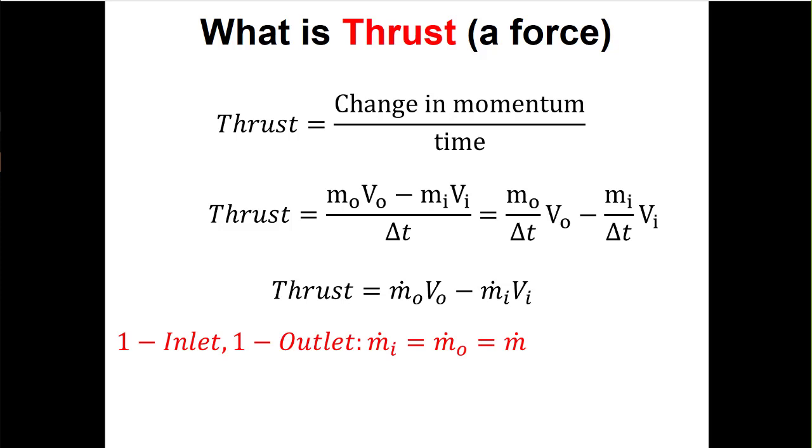And because there's only one inlet and one outlet in the turbojet, in all of the components in the turbojet, there's only going to be one mass flow rate. So mass flow rate at the outlet is going to be equal to mass flow rate at the inlet, provided we're at steady state. That's what conservation of mass is going to tell us. So we could write our thrust force as m dot times V at the outlet minus V at the inlet.